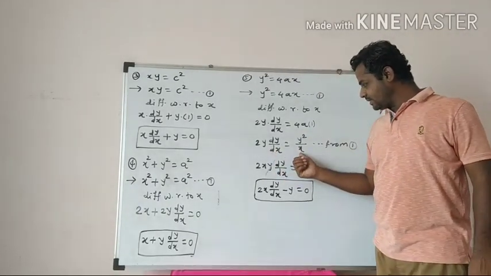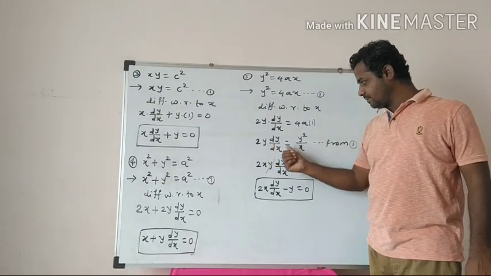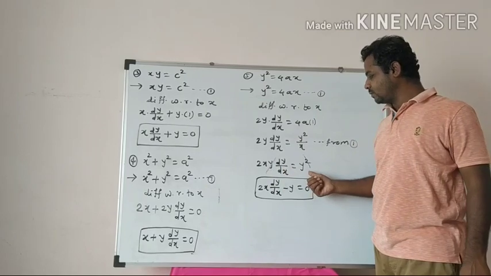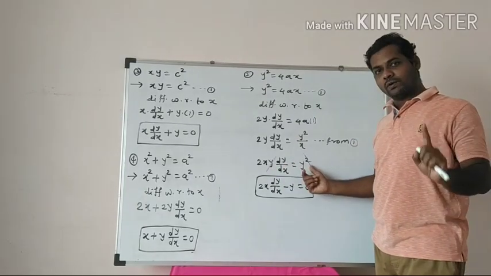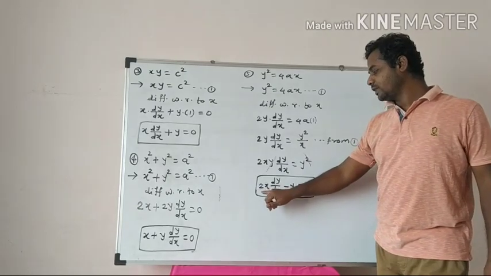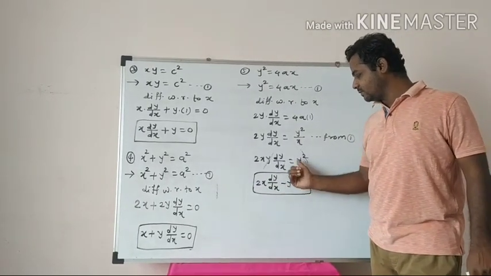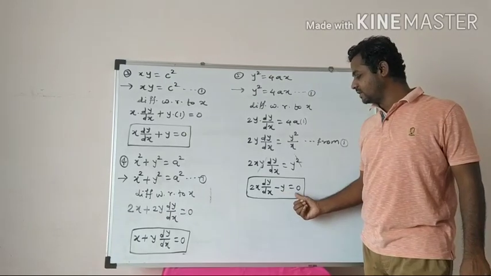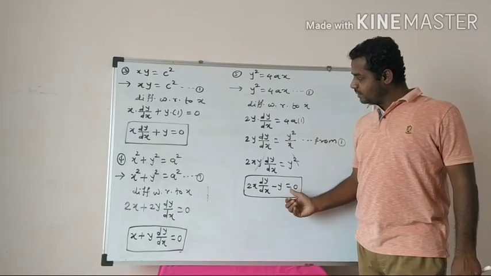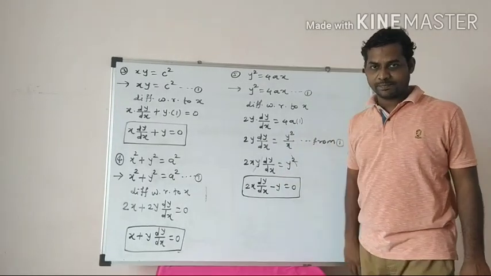So we shift this x to the right hand side, it becomes multiplication. So 2xy dy by dx is equal to y square. We cancel one y from each side. दोन्ही कडचं y cancel करू. So finally we get 2x dy by dx. Shift this y to the left hand side, it becomes minus y is equal to 0. 2x dy by dx minus y is equal to 0, which is the required differential equation.